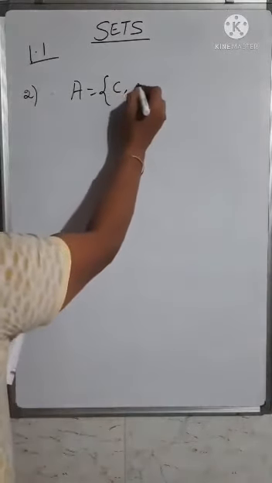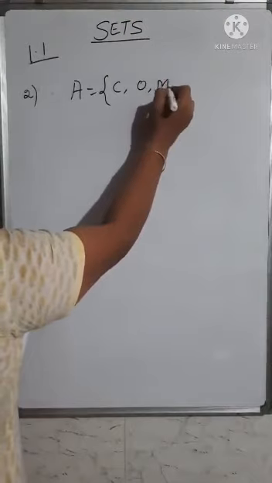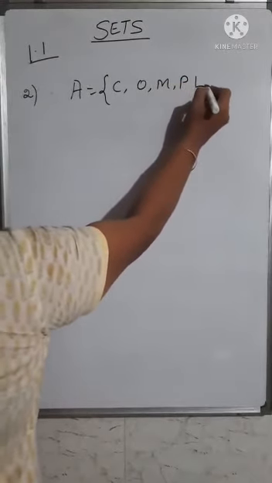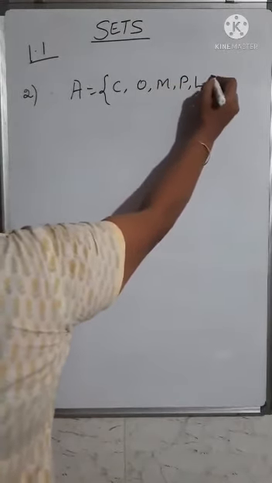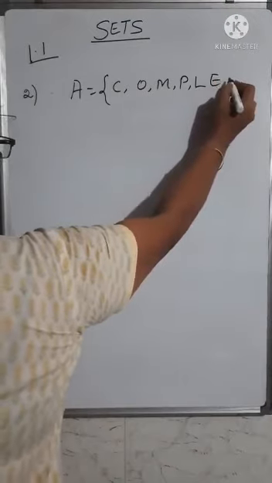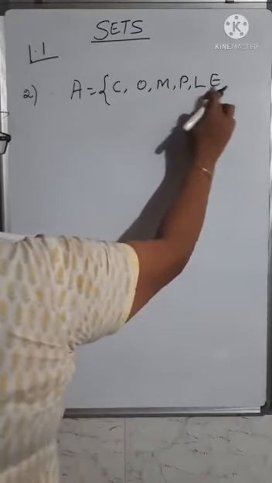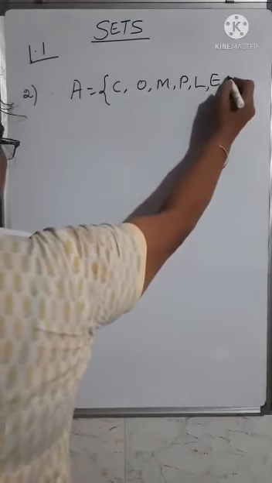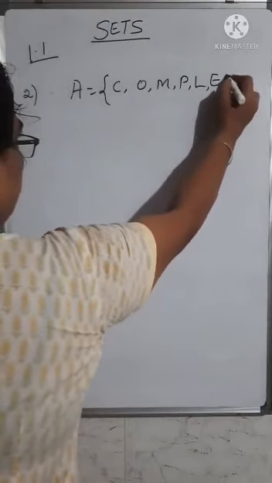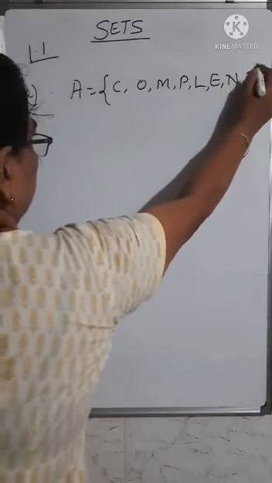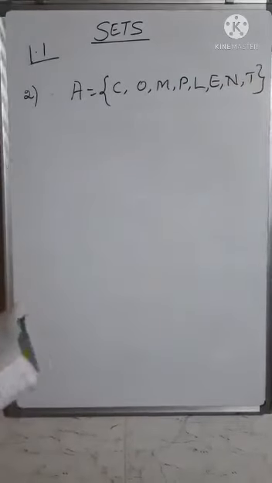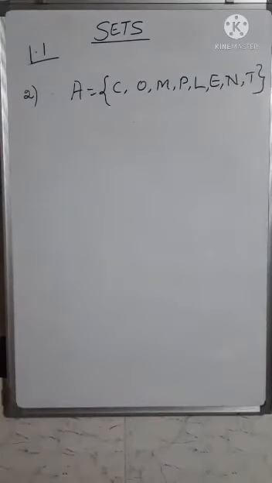So you can write C, O, M, P, L, E. M is already there, don't repeat. Again E, don't repeat. N and T. So like this you have to write the letters of the word complement.